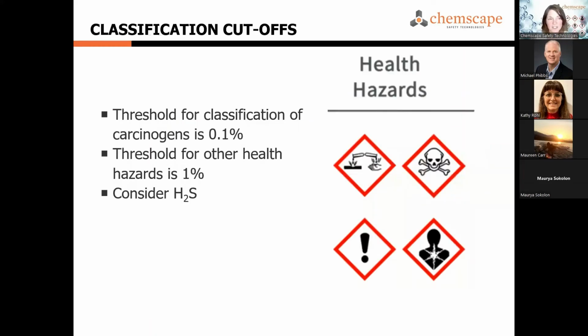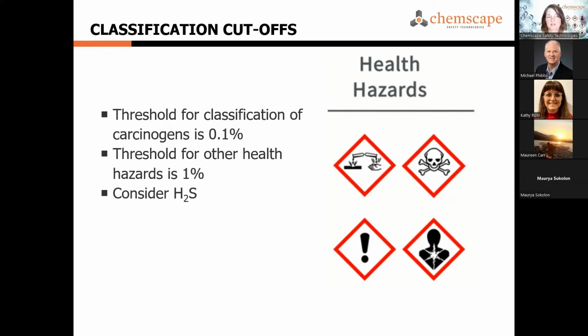A good thing to know is classification cutoffs. When you're building a GHS SDS, the threshold for classification for carcinogens is 0.1%, and the threshold for other health hazards is 1%. The physical and environmental hazards have different thresholds. And what I spoke about, the flow chart, will help you with that.